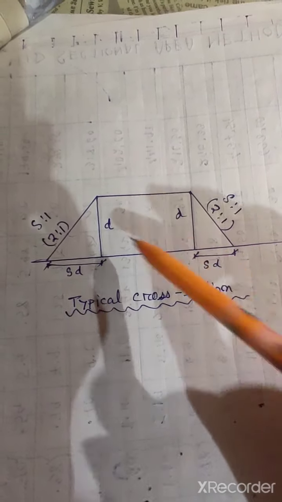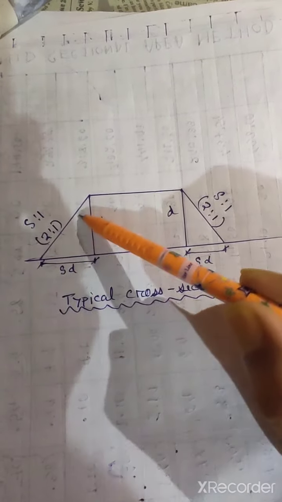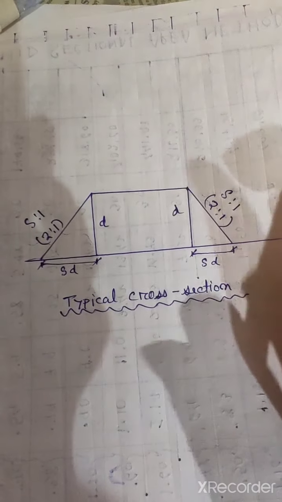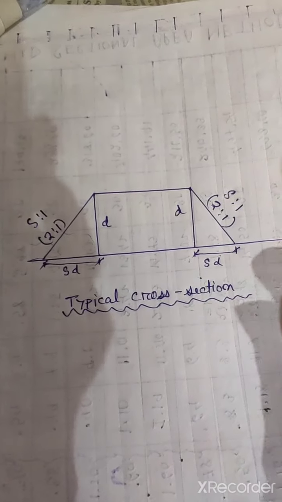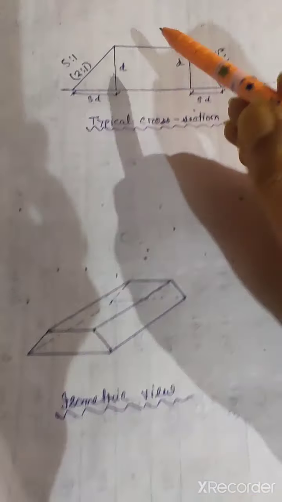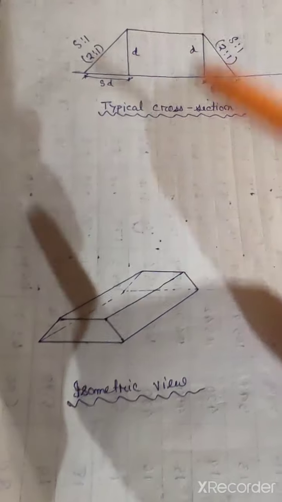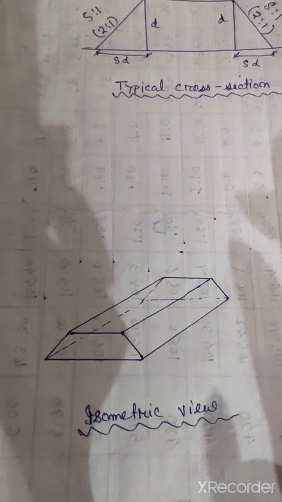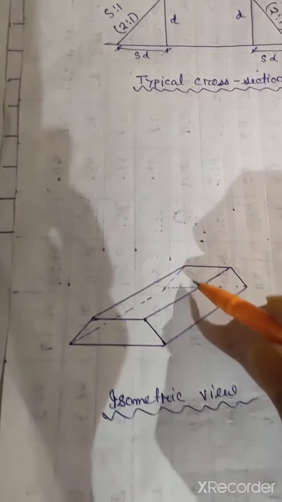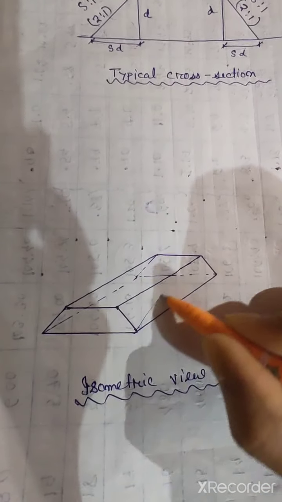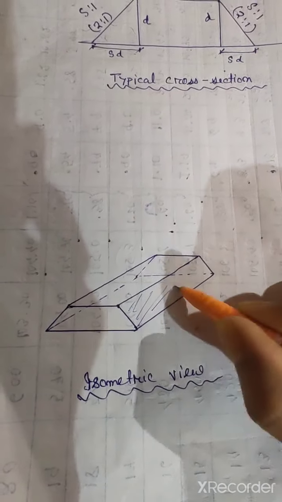So what do we need to find out? We need to find out the area of this slope. Can you visualize the area of the slope? To make you visualize the whole thing, I have drawn this isometric view of the same section. This is the typical cross section. This is the isometric view of the same road. Can you understand which slope area we are talking about? We are talking about this area, this slope area. This whole area.